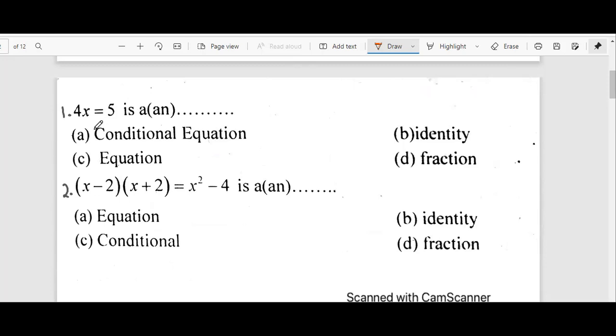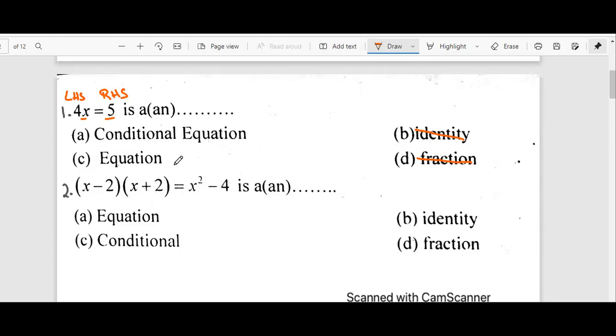So the very first question is: 4x equals 5 is a conditional equation, identity, equation, or fraction? Now, clearly, it is not a fraction. Let's cut this option. And it is not an identity. Why? Because the left hand side and the right hand side, they are not identical. We have x here, we only have numbers here. So it is not an identity.